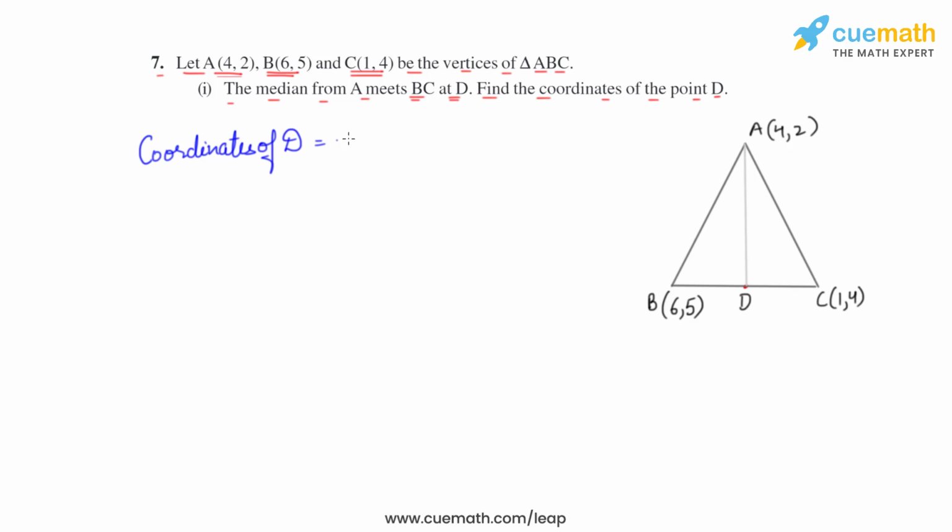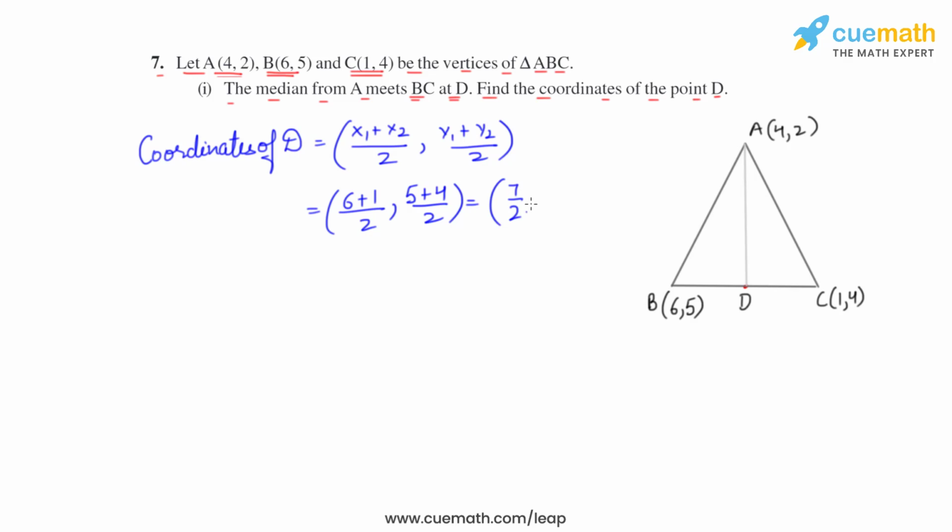using the midpoint formula, that is (x1 plus x2)/2 comma (y1 plus y2)/2. So we get (6 plus 1)/2 comma (5 plus 4)/2, which is 7/2 and 9/2. So we get the coordinates of D as (7/2, 9/2). This is the first part. Let's do the second part now.